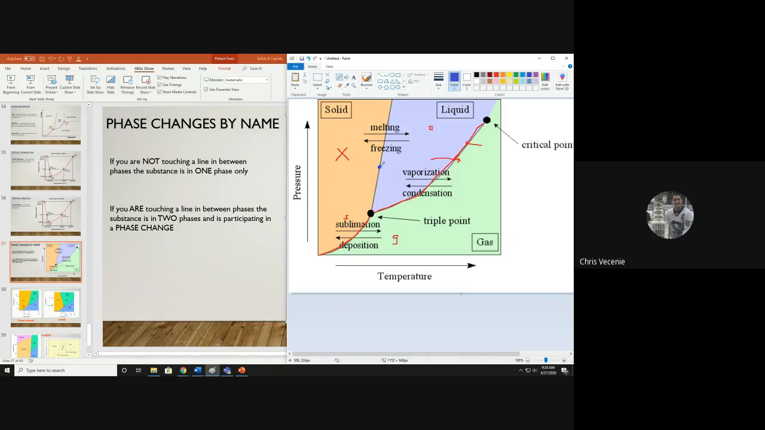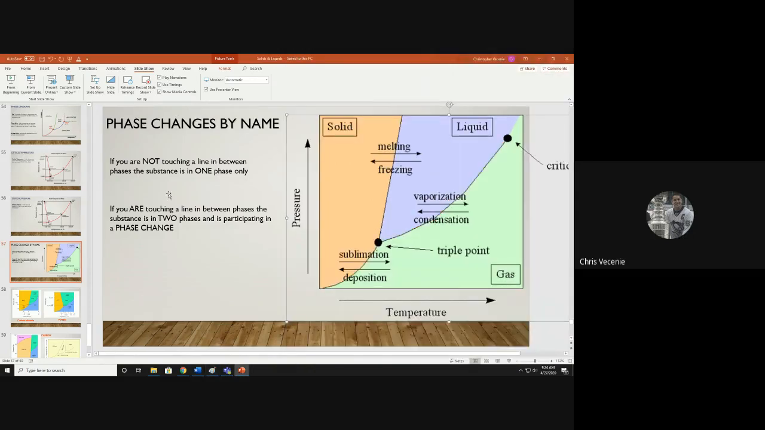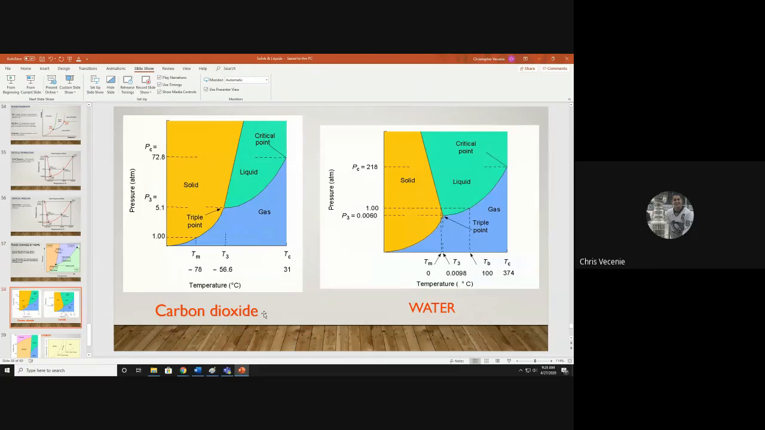I wanted to show you some slight differences that you'll see between some phase diagrams. So if we jump back over here, here's a side-by-side of carbon dioxide with some water. Now notice, both of them have the solid living top left. Both of them have gas bottom right.